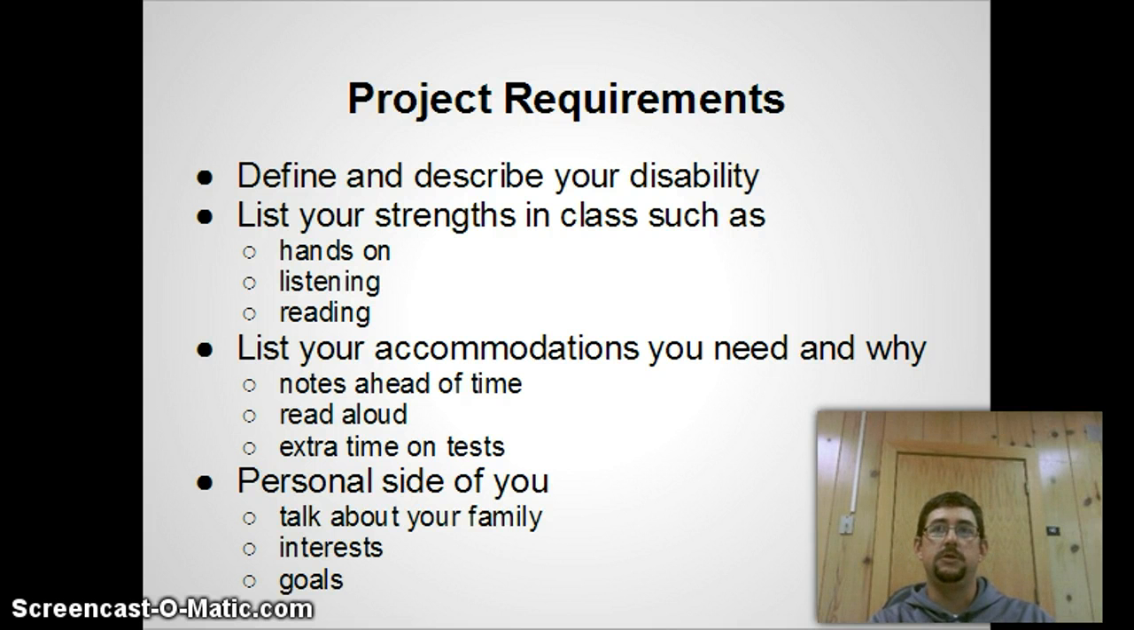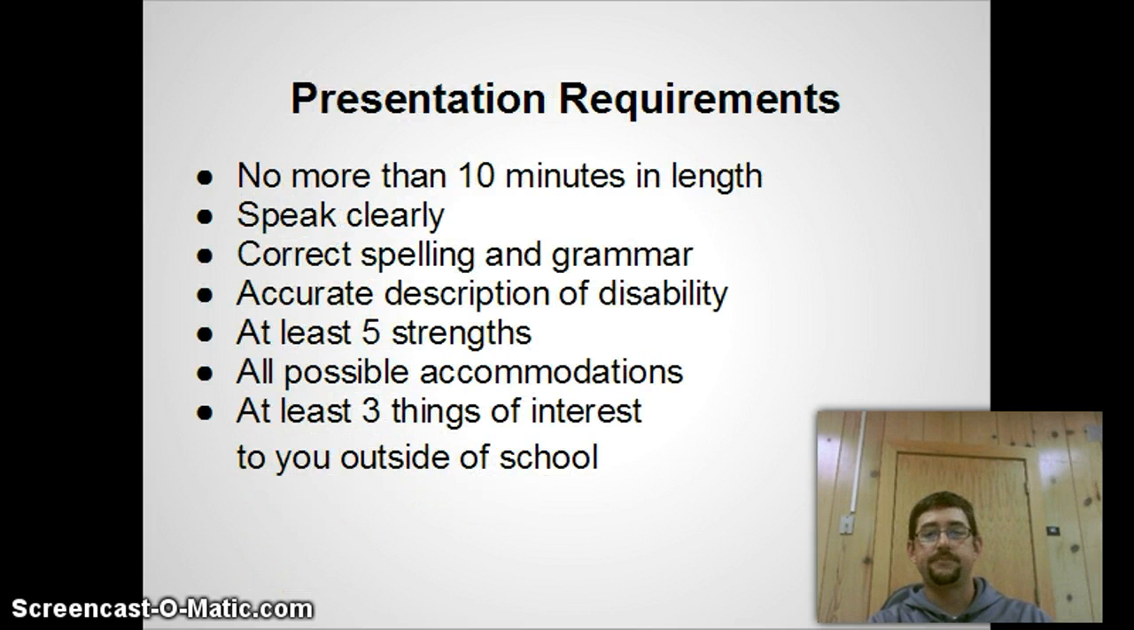Your interests, whether it be sports or music or art or traveling, whatever it is, you need to have several of those on there. Then also your goals for high school and your goals for after you get out of high school. You need to help the teacher get to know you the best they can.